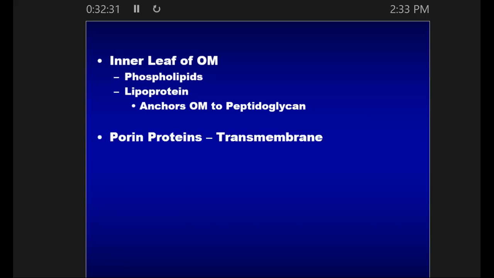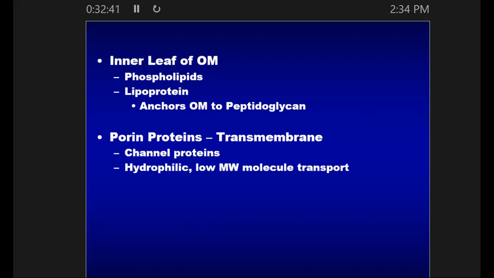And then you have these special proteins called porin proteins. These are channel proteins. They form a channel in the middle, and they span the entire width. They allow primarily hydrophilic molecules, so water-loving molecules, to come through, and small, low molecular weight just means they're not really big molecules. So again, it's a simple way to allow transport of these specific hydrophilic smaller molecules through.